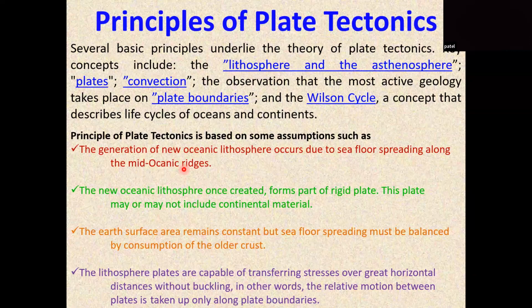Another important thing is that the Earth's surface area remains constant. The first assumption says that at the oceanic ridge, new crust is forming. That means the ocean floor is spreading, and the oceanic floor is increasing. So we can think that the total Earth's surface area should increase once this new crust is forming. But it is not happening. The spreading is balanced by the consumption of the older crust. The older crust is being consumed somewhere, and it is balancing the total Earth surface area, which is constant.